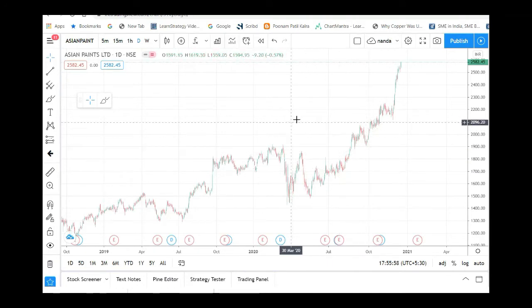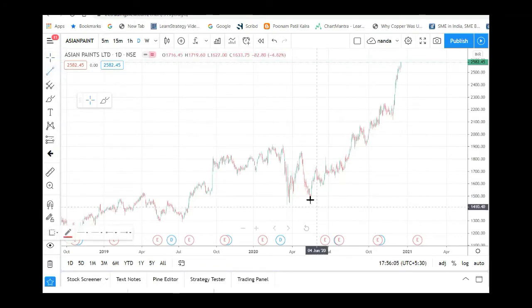So first, understand how to draw a trend line. Here we go, click on this particular line tool. This is a trend line. Here we can choose the daily time frame, and we have to connect lows to highs.